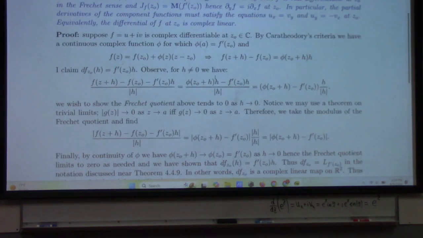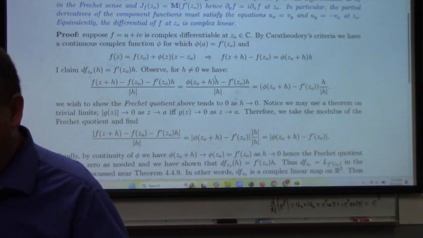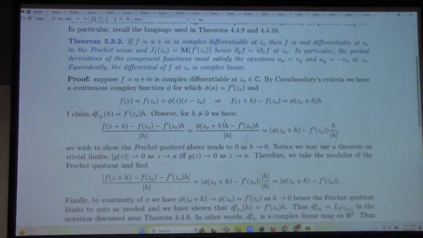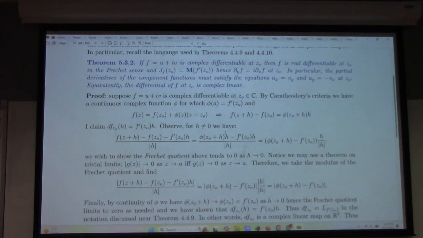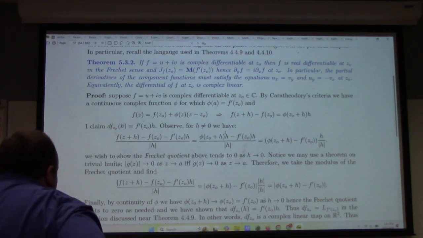Finally back to the theorem. Suppose we have a function that is complex differentiable at a point. I would like to prove that this implies it's real differentiable at the point, and not just that, but that the real partial derivatives satisfy those conditions that I just said. The proof goes like this.